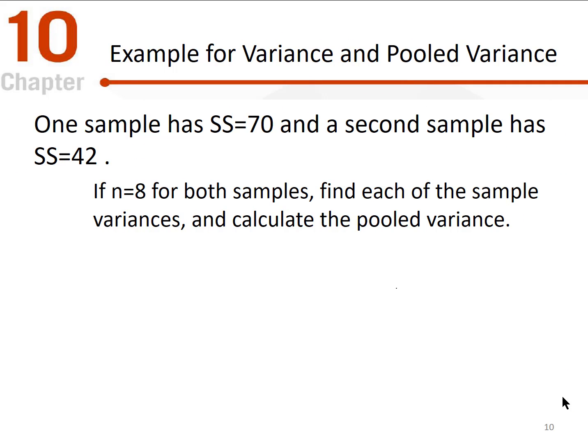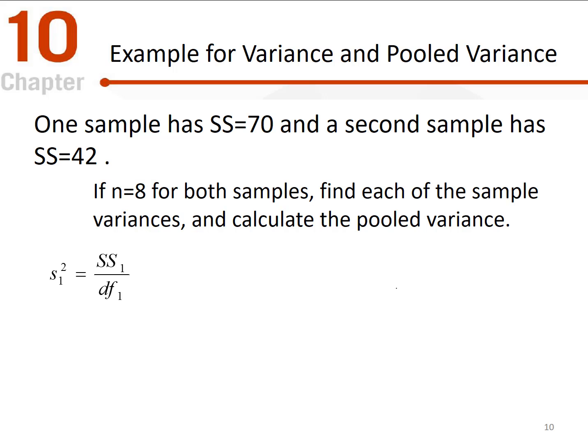Let me give you an example for the variance and the pooled variance. Let's say we have one sample that has a sum of square of 70 and a second sample that has a sum of square of 42. And let's assume in both samples we had n equals 8. So for this one we're going to find the variance and then calculate the pooled variance. And I want to show you, because they have the same number of people, that both variances count the same weight.